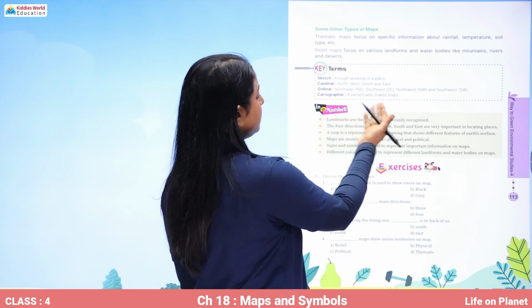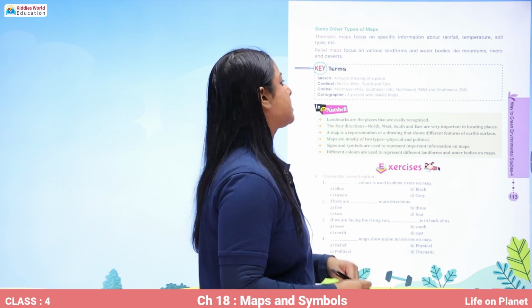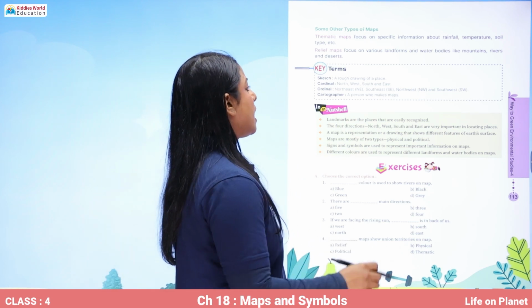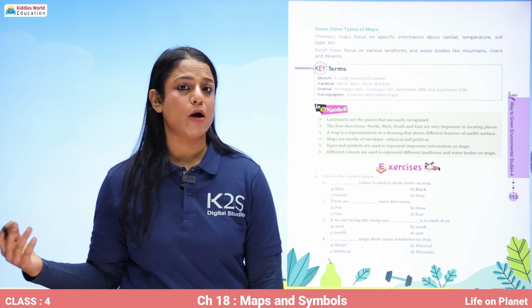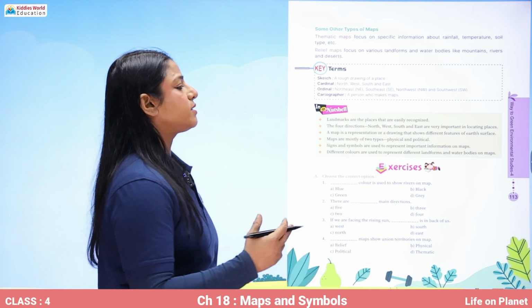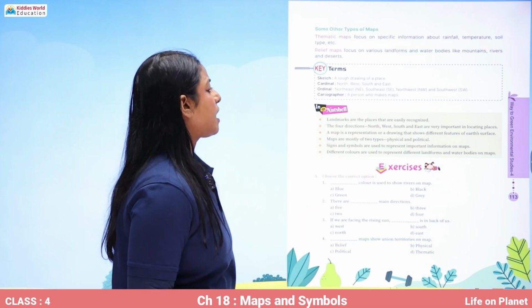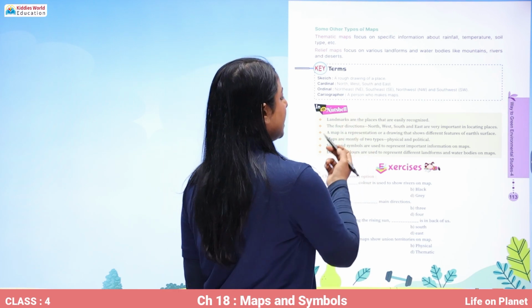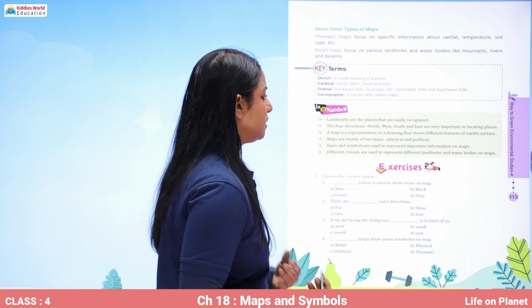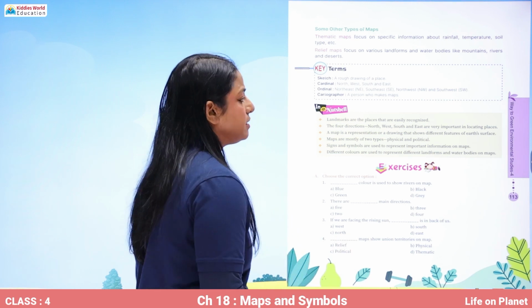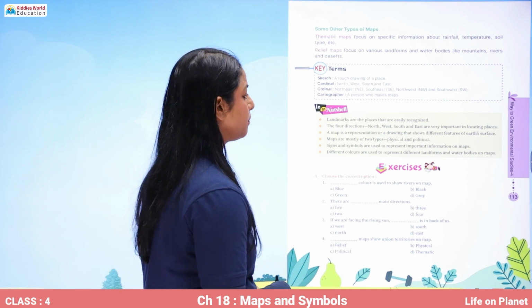Alright, now these are the terms that we learned today. Sketch, that's a rough drawing of a place. Cardinal means north, west, south, east. Ordinal means northeast, southeast, northwest, southwest. Cartographer is a person who makes map. Also remember that landmarks are the places that are easily recognized. The four directions north, west, south and east are very important in locating places.